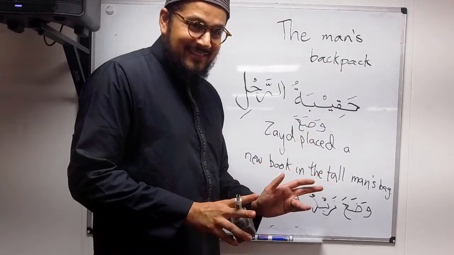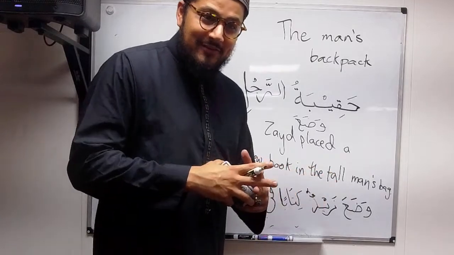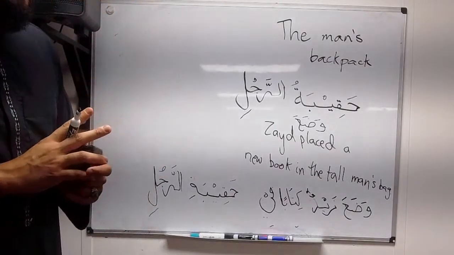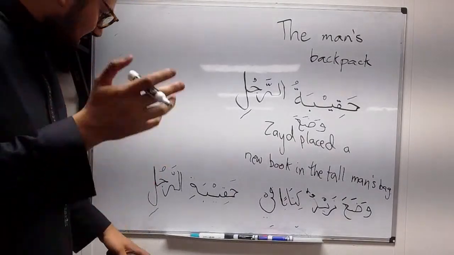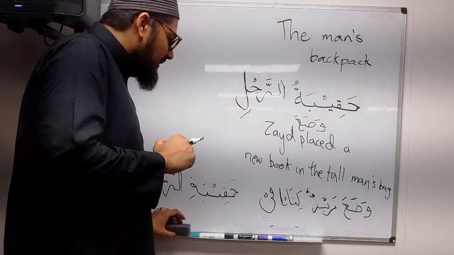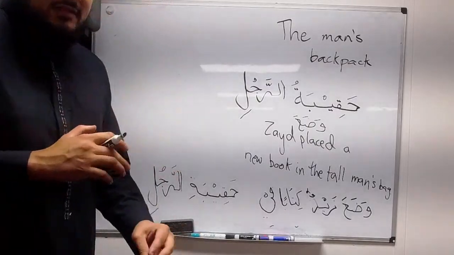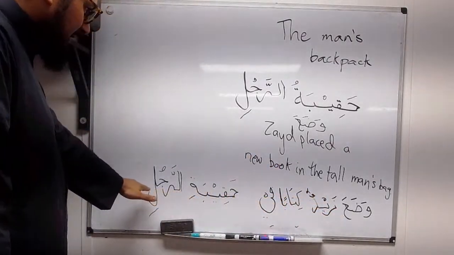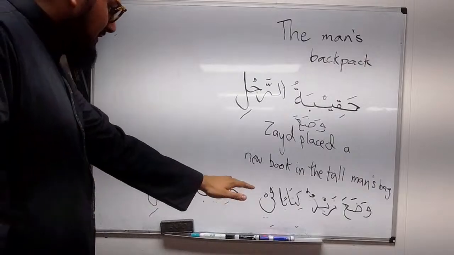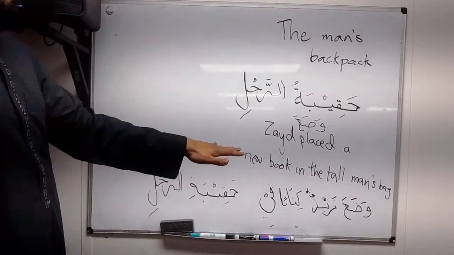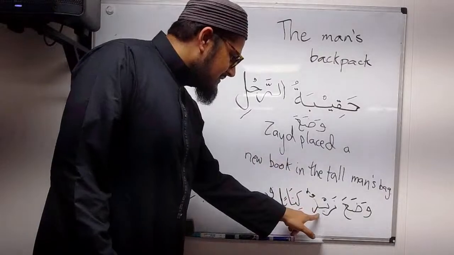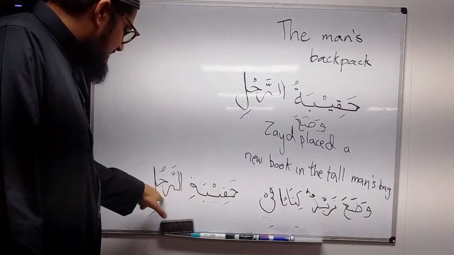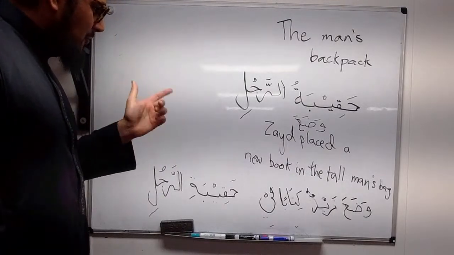Do y'all understand how these rules are now intertwining? Yeah. Okay. Here's where it's going to get a little bit more interesting. Let's try and translate it, and you'll begin to see something very interesting happening. Right now, what do we have? What's our phrase say? وضع زيد كتابا في حقيبة الرجل. What does that mean? Zayd placed a book in the backpack of a man. Okay, good. What are we going to add first?